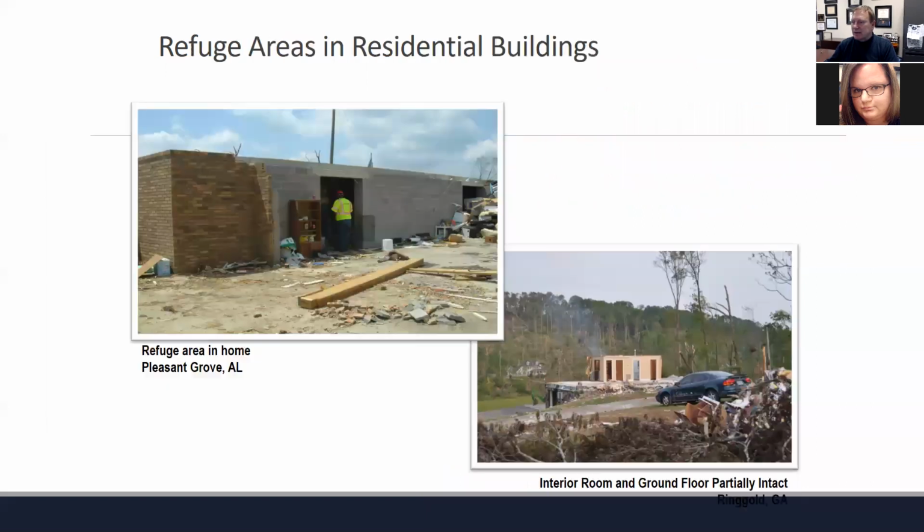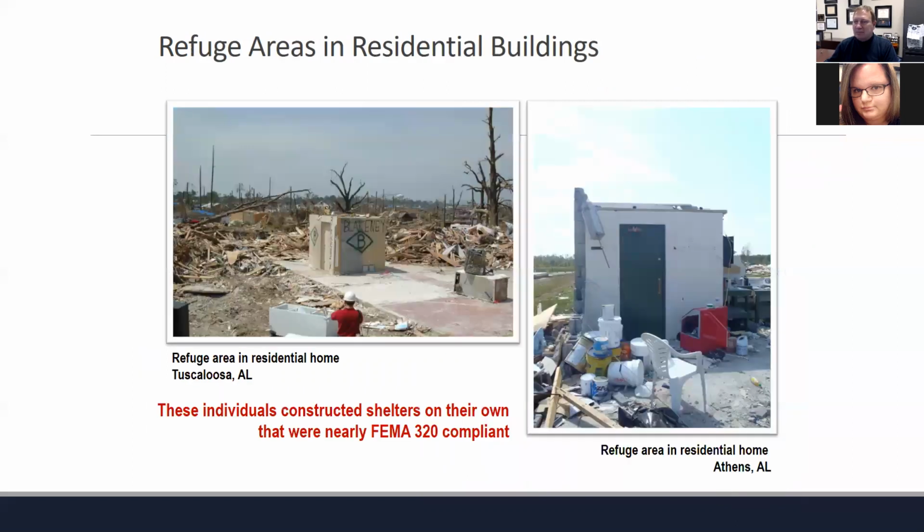Let's see if there's anything else here that I wanted to point out. I do have, so this is a safe room. Here's a couple of safe rooms, actually. Here's one and here's one. And the reason I point these out is, as you can tell, the entire home was destroyed other than the safe room. And the important point about a safe room is, again, if you're building a home or you're adding on construction to your home, there may be an opportunity to add a safe room.